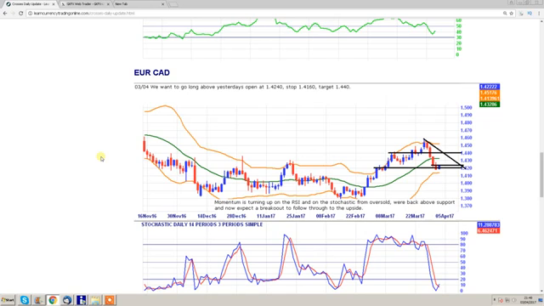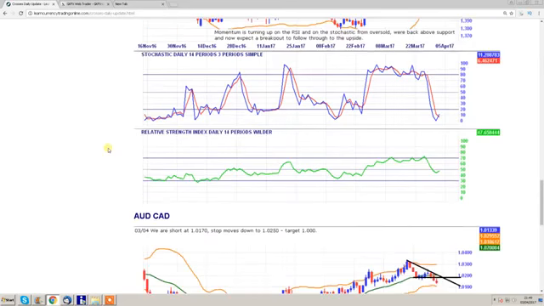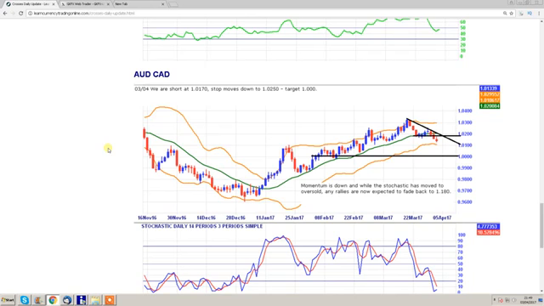I just feel commodity currencies are going to be weak against the other majors. So the euro, GBP, and obviously the safe haven USD and JPY. So this one's moving all right. We'll see if that continues the upside. Last one, AUD CAD.